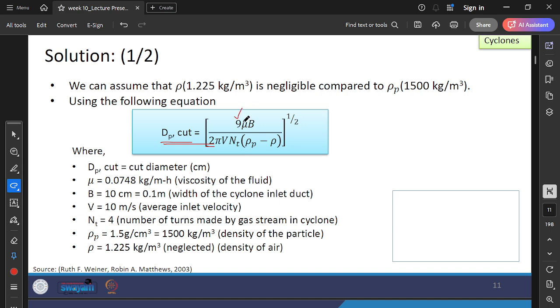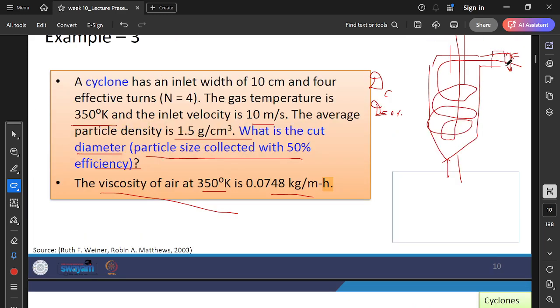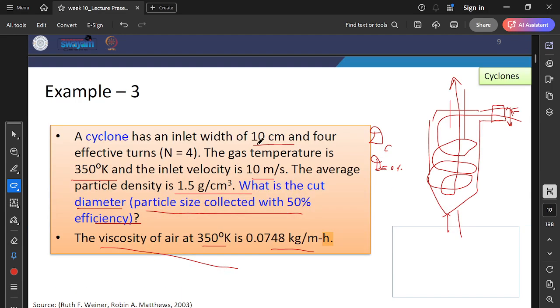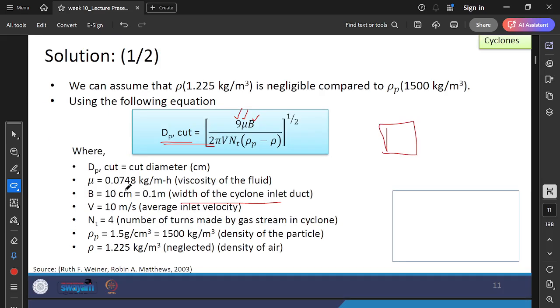What are the known things? Mu is given. B is the width of the cyclone inlet duct. There is a duct, right? Through that only it came. The width of this duct is given as 10 centimeter. All are in meters, so you can convert this also into meters, and centimeter cubed also you can convert to meter cubed. So B is 0.1 meter.